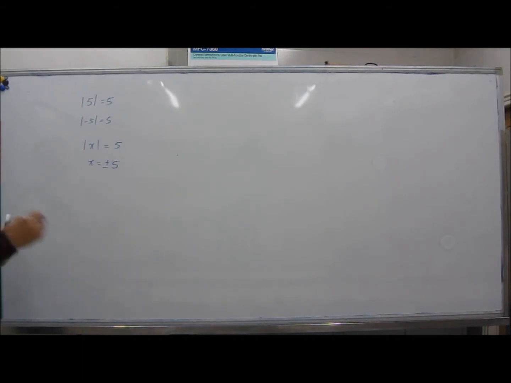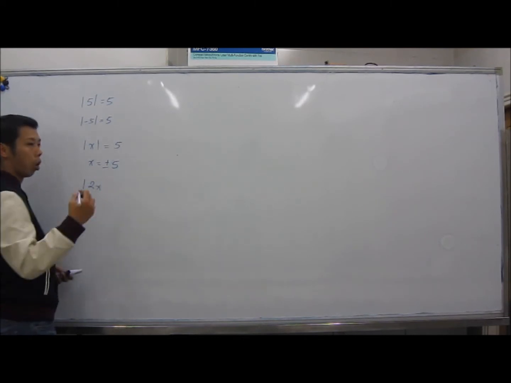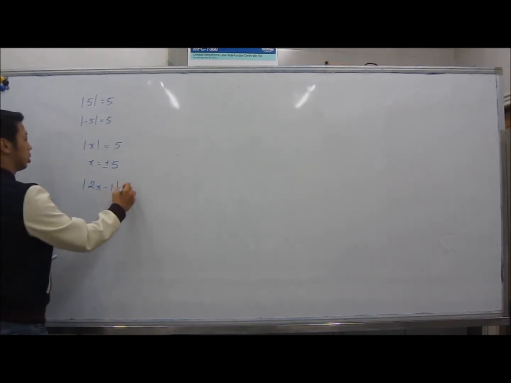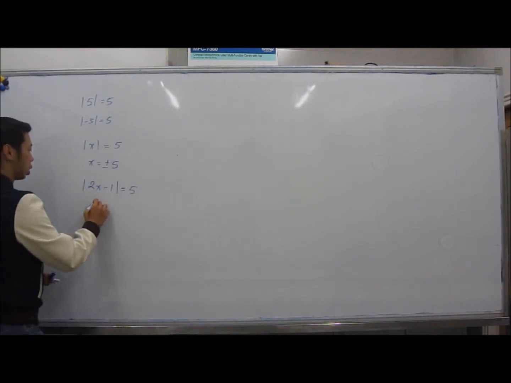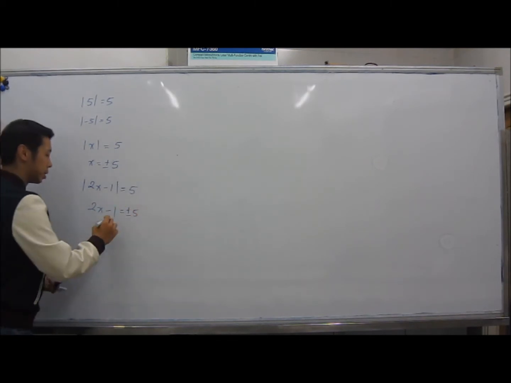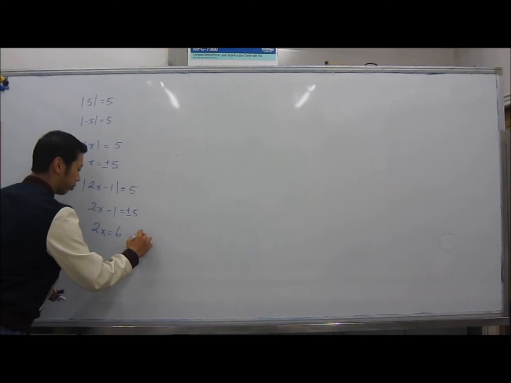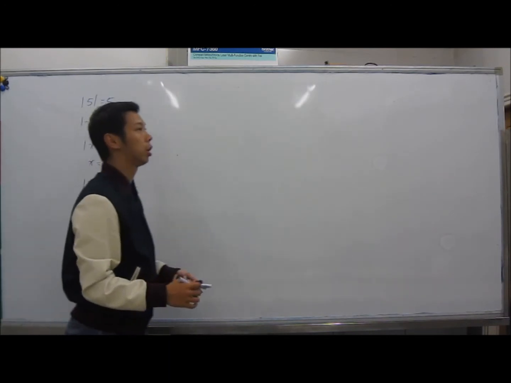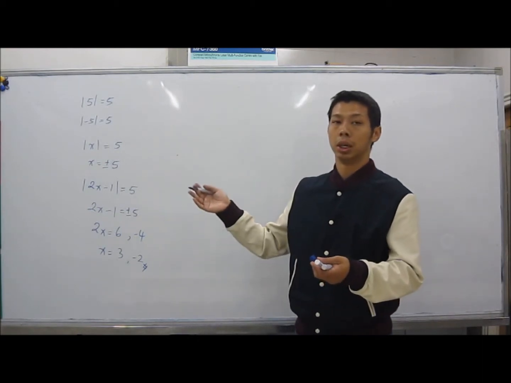Okay. And on the other hand, if inside the absolute value is not only x, this time it is 2x minus 1 equals 5, then how do we do this? We are going to say 2x minus 1 equals plus or minus 5. That means 2x equals 6 or negative 4. So x can be equal to 3 and negative 2. Okay. This is the simplest way for the equation about the absolute number.